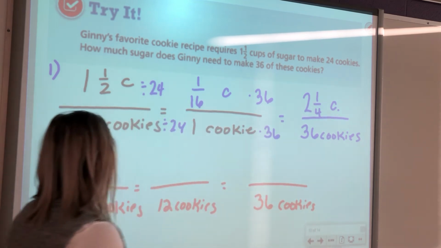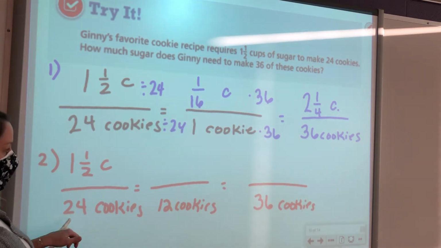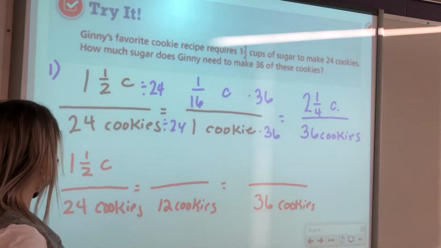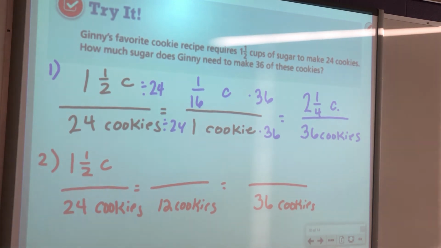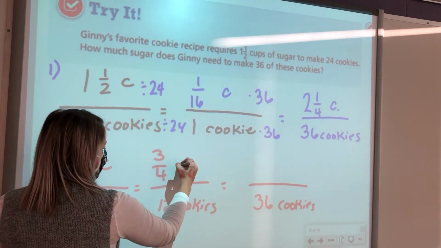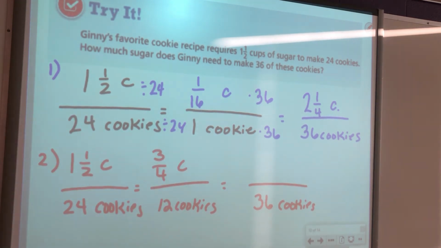Okay, so we have to divide by 2 here, and then divide by 2 here. So that's 2 fourths, and that's 4 fourths. 6 fourths divided by 2 equals 3 fourths, times 3 equals 2 and a fourth.